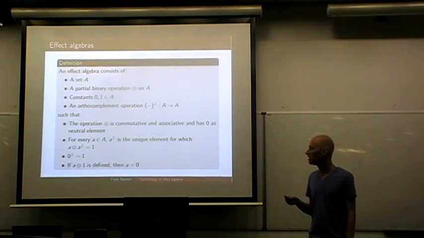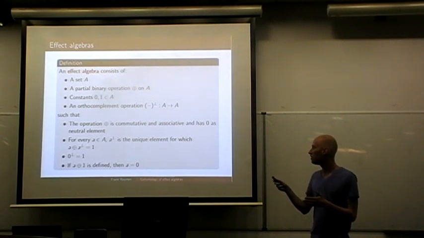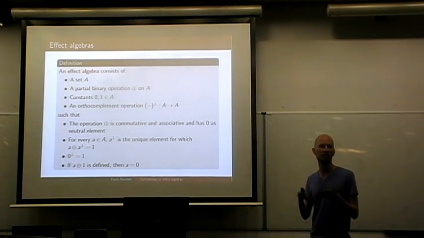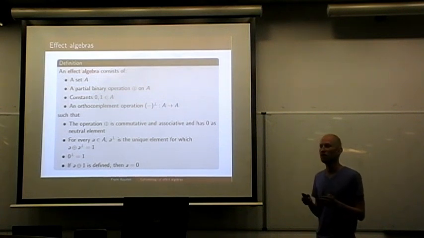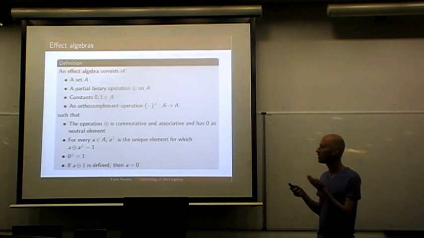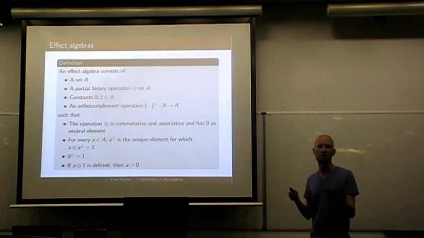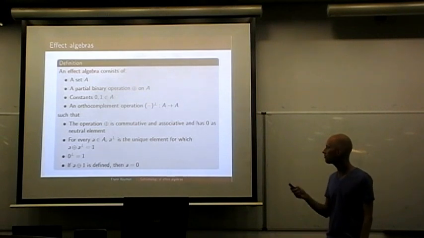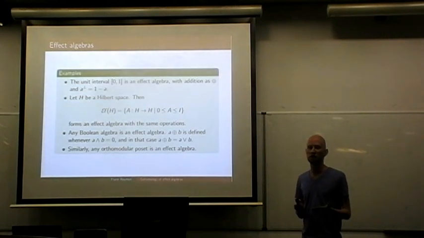That's the easy property. And finally, we have a property called the 0-1 law. It says that if a plus 1 is defined, then a should be equal to 0. So what this is basically saying is that 1 is like a maximal element, because addition with the maximal element is almost never defined.